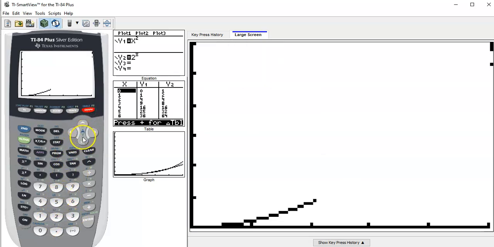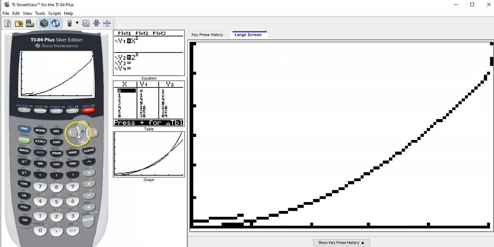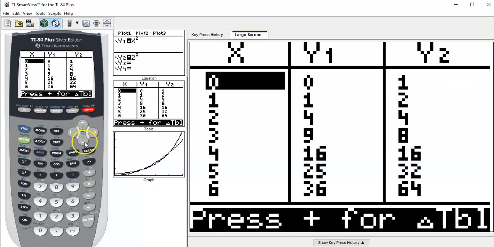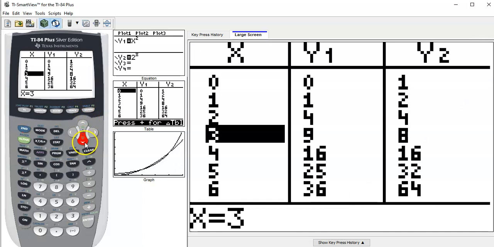So now if I press graph, I can see one graph and then the other. I can see it sort of starting to bypass. All right, so the tortoise starting out in front and then falling behind and then passing back up again. If you want to explore the table, just as a reminder, I can press second graph to get to the table option, and I can see my different values in the table.